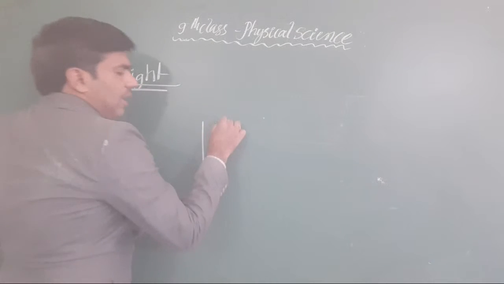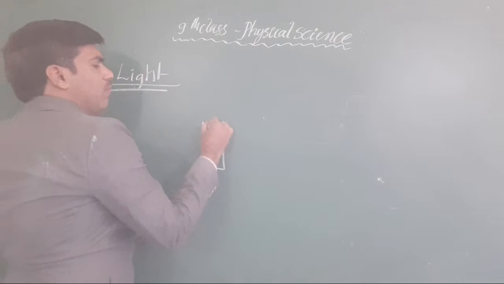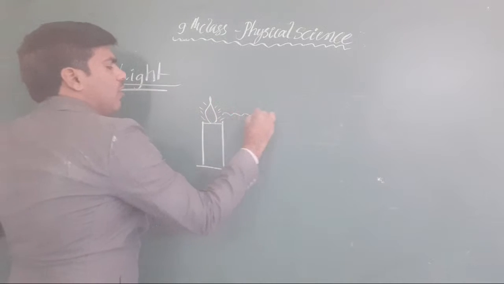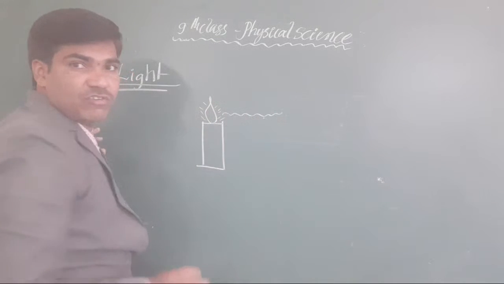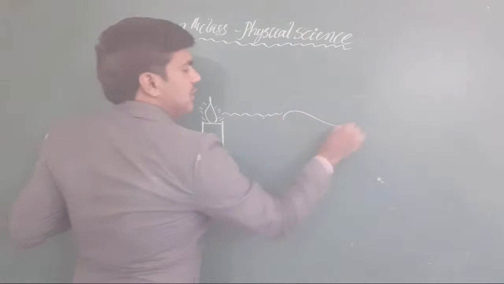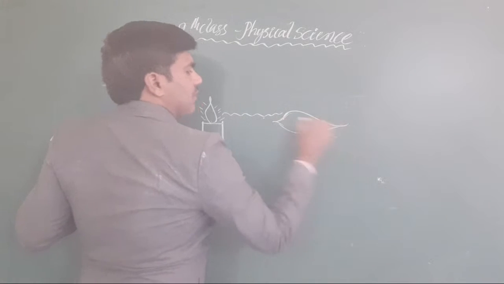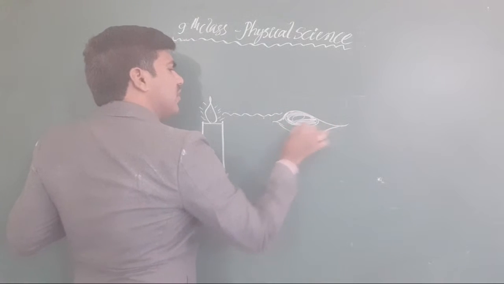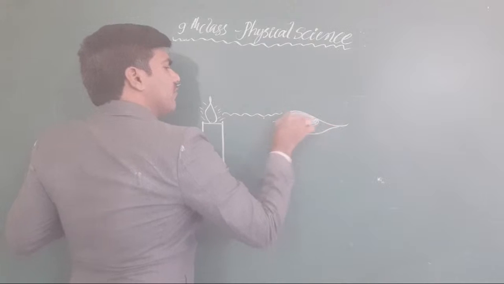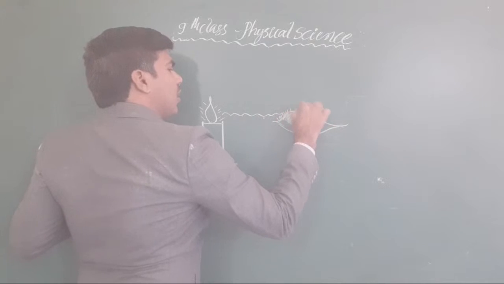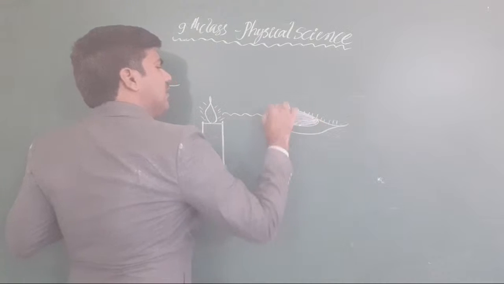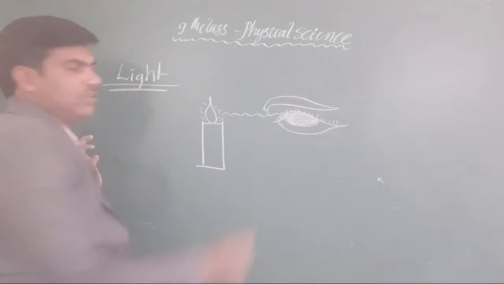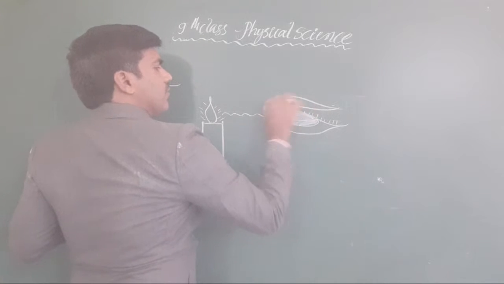The definition: light is an energy form which comes from a luminous body. It falls on our retina. It gives us the sense of vision. That is called what? Light. Got it, all the students?